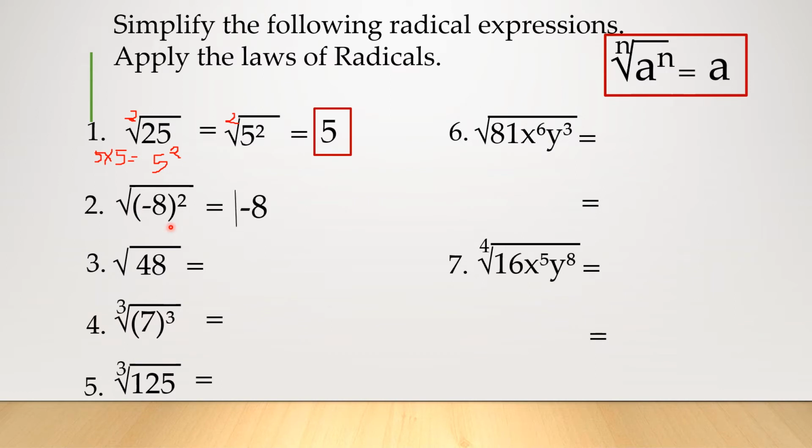Now here, if we have the square root of negative 8 squared, simply, that is the absolute value of negative 8, and that is equal to 8. Now, what about here? Square root of 48.